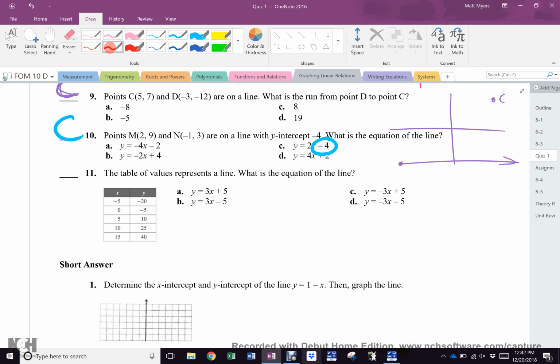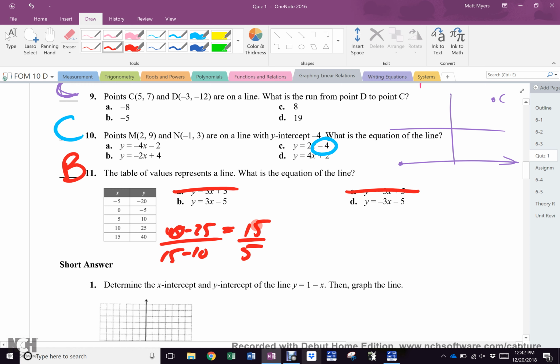And 11. A. No. Can you explain that one? I'm waiting to hear the right answer. And I guessed. B. Let's go. But why? Can you explain that? Well, there is your y-intercept, yes? So it had to be either B or D. Now you check the slope. 40 minus 25 equals 15. 15 minus 10 equals 5. 15 divided by 5 is 3. Your slope was 3, B.